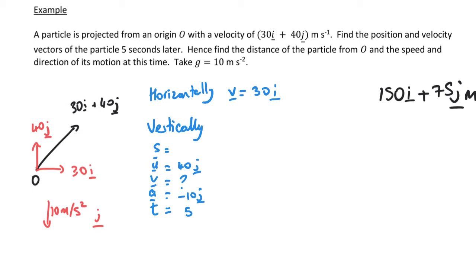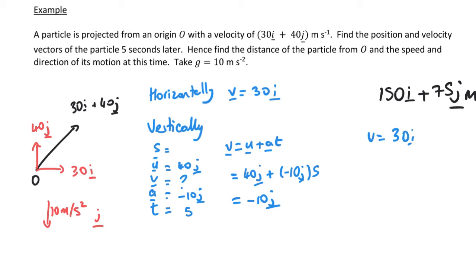So our equation there is V equals U plus AT. And I'm avoiding using 75J as the distance, just in case I've made a mistake in that. So the velocity is going to be 40J plus minus 10J times 5, which gives us a velocity of minus 10J. So the velocity after 5 seconds is 30I minus 10J meters per second.